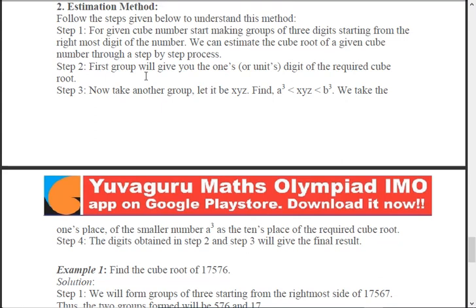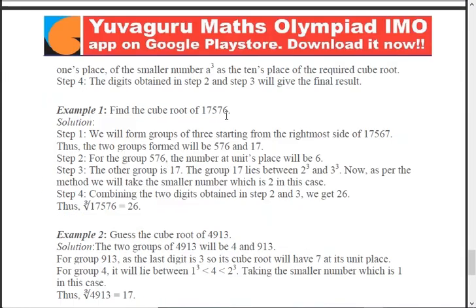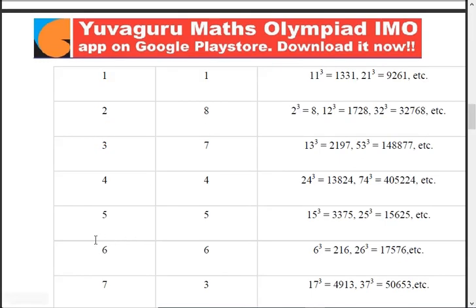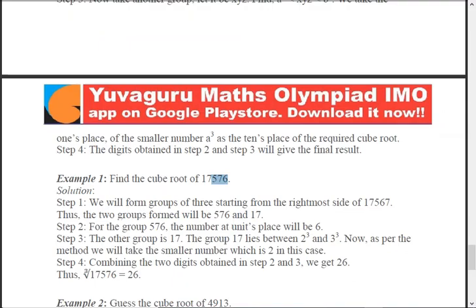Now, it seems to be difficult, but it's very easy. Let's see. 17576. Okay, make groups of 3. 576. Okay, the ending number is what? 6. So which can be that number? See our table which we just discussed. See this, the ending number is 6, so the cube root will end with 6. So we got one digit, that is 6.